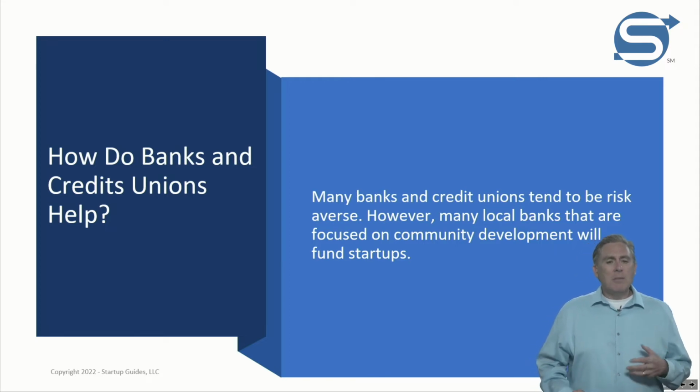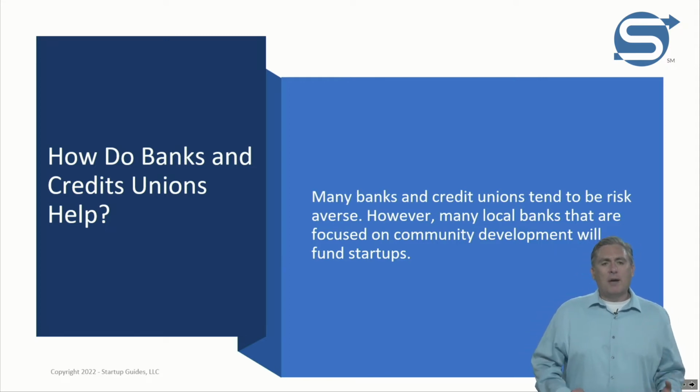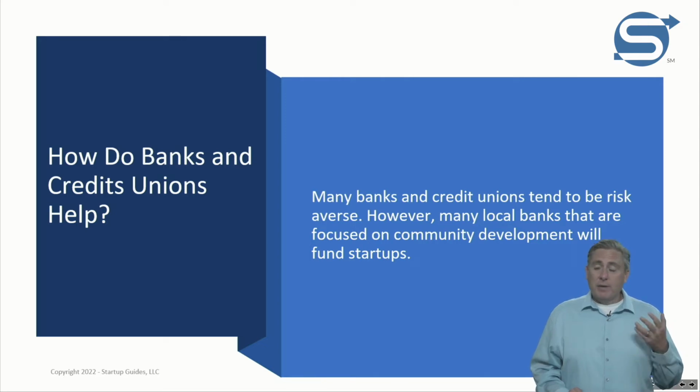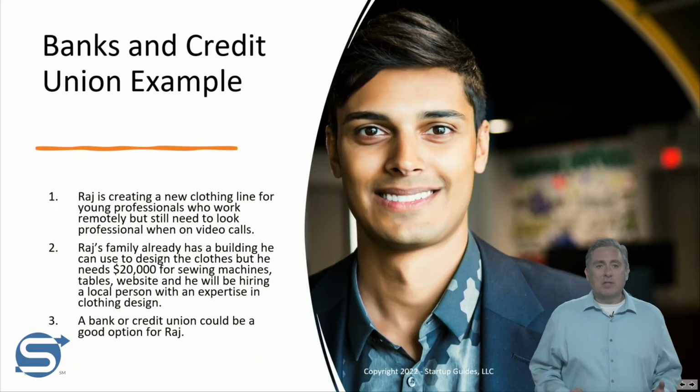work with startups, but many times they want loans that can be collateralized with things like large amounts of savings accounts. It could be office equipment. It could be homes, things like that, in case someone defaults on the loan. So here's an example of a bank and a credit union.